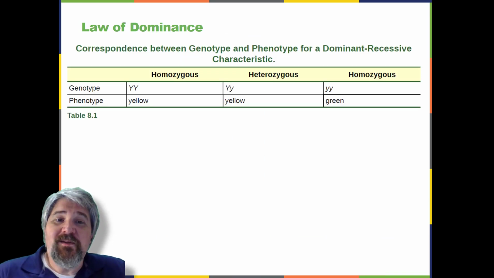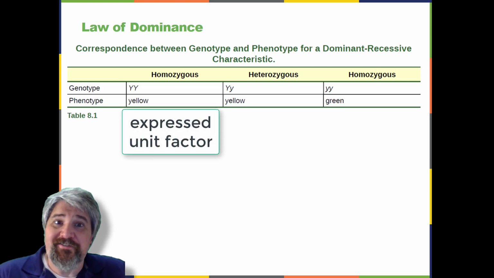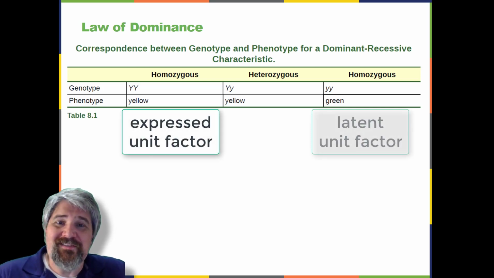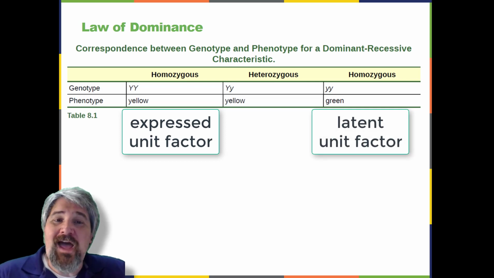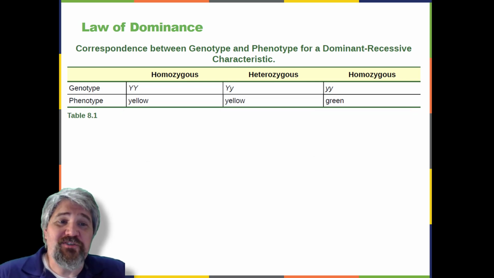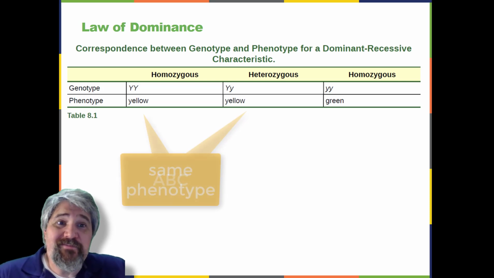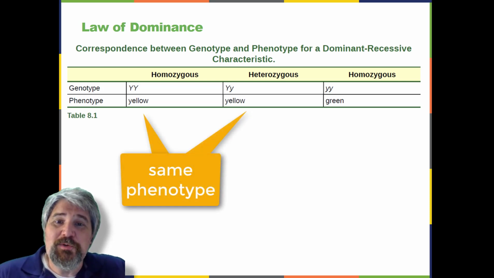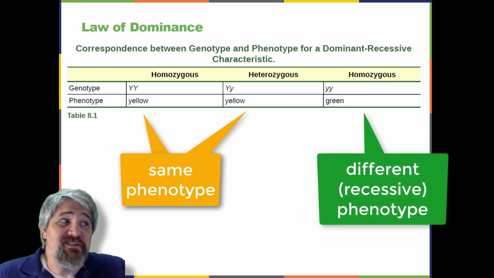In all 7 pea plant characteristics, one of the 2 contrasting alleles was dominant and the other was recessive. Mendel called the dominant allele the expressed unit factor. The recessive allele was referred to as the latent unit factor. We now know that these so-called unit factors are actually genes on homologous chromosomes. For a gene that is expressed in a dominant and recessive pattern, homozygous dominant and heterozygous organisms will look identical. That is, they will have different genotypes but the same phenotype, and the recessive allele will only be observed in the homozygous recessive individual.